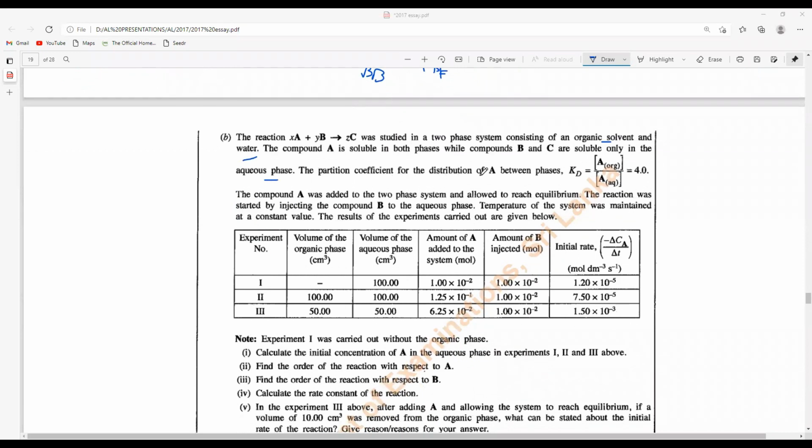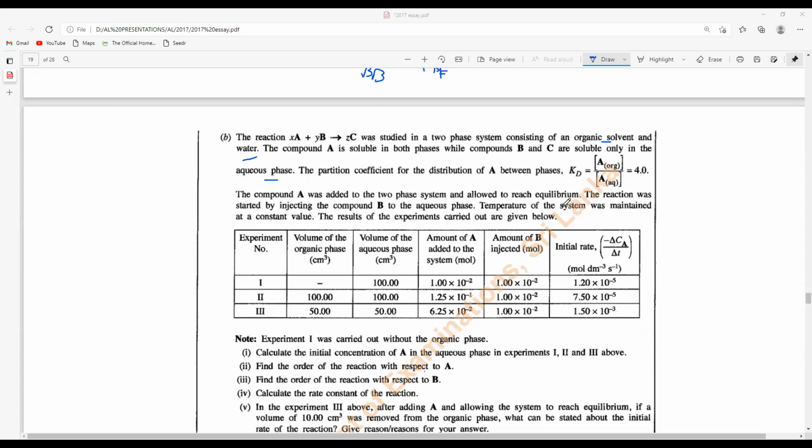The partition coefficient for the distribution of A between phases, they have given this, so that is very nice. KD was equal to 4.0, and it is the concentration of A in organic phase over the concentration of A in aqueous phase. So this KD is given, right? The compound A was added to the two-phase system and allowed to reach equilibrium. So what they have done, they have first initially added A, shaken, and kept it for layer separation. Then A is there.